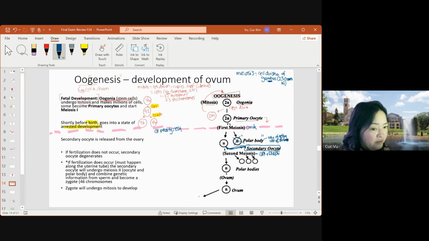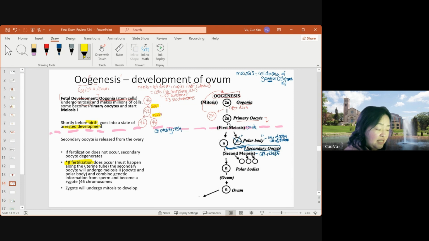But technically, the point of this whole oogenesis is just to produce one ovum per month, right? But is it going to go through the steps anyways? Absolutely. Why? Because that's what happens in nature. So that secondary oocyte is going to want to undergo meiosis 2, which is a copy and divide. But it will only undergo meiosis 2 if fertilization happens.